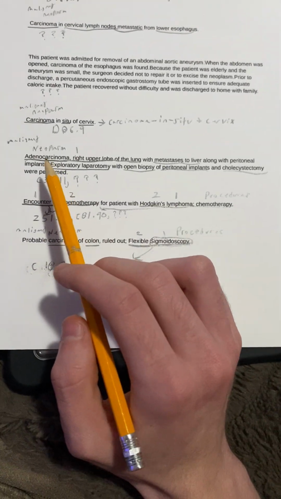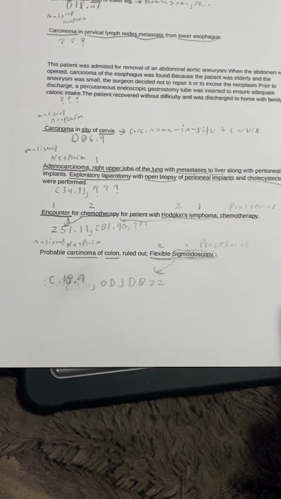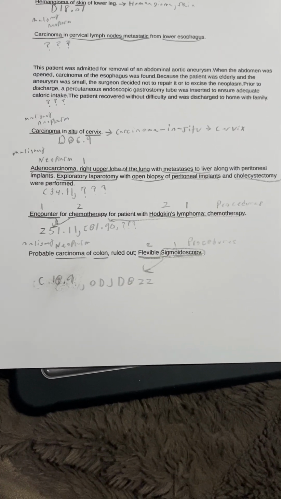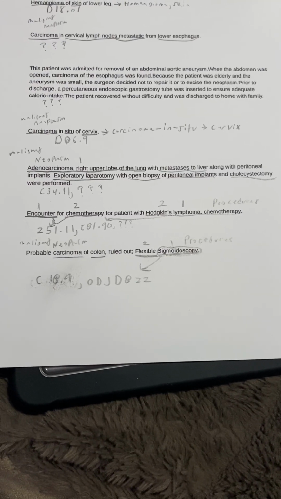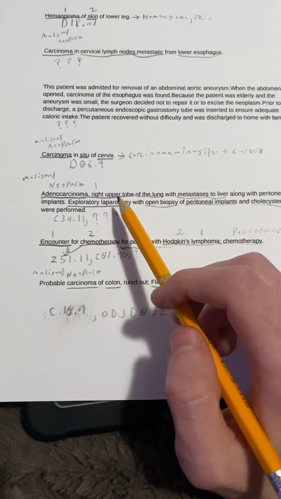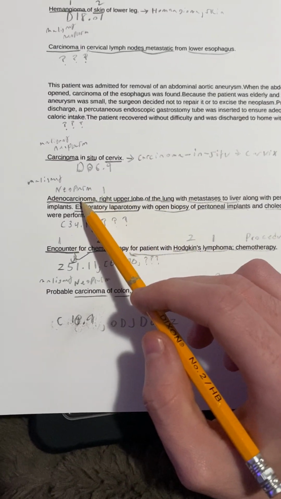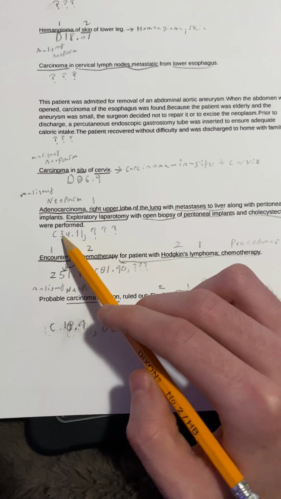Another one I was a little confused about. Let me check that code, because I don't quite remember. C34.11. We have malignant neoplasm of upper lobe, right bronchus or lung. So I got the upper lobe of the lung for the malignant neoplasm, which gave me C34.11.